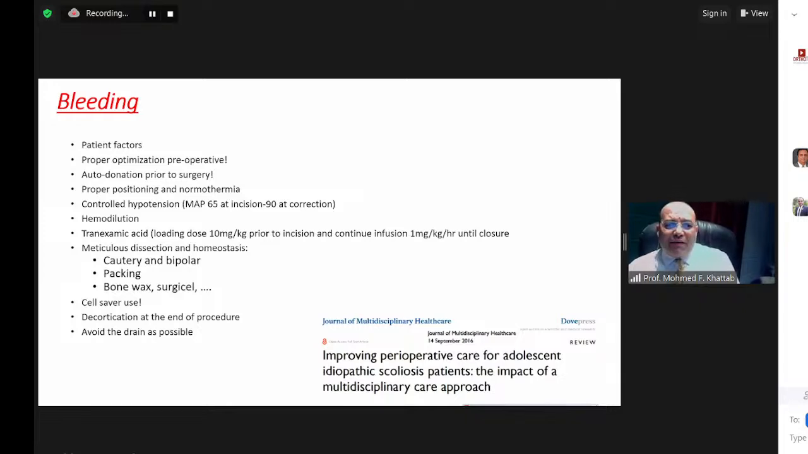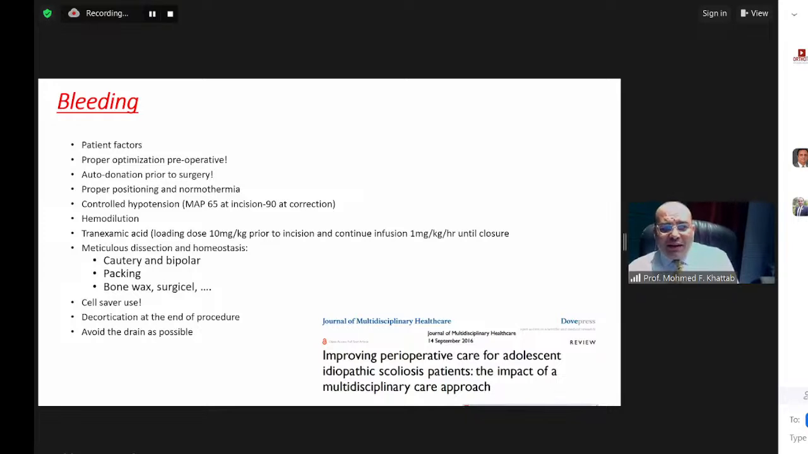Hemodilution strategy can be given by some anesthesia doctors, and of course nowadays tranexamic acid is a routine for all spine deformity surgeons, loading dose 10 milligram per kg prior to the incision and continuous infusion 1 milligram per kg per hour until closure. And of course, a good surgeon is meticulous while dissecting, and some surgeons can use the cautery, bipolar cautery, ultrasonic scalpel, like we heard from Garg.